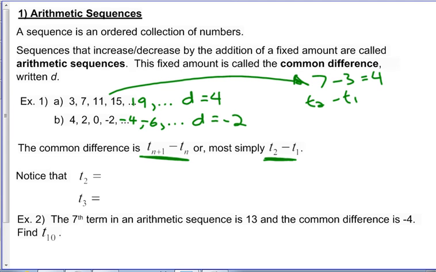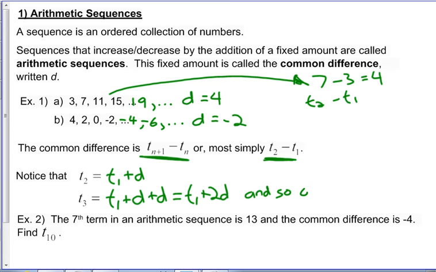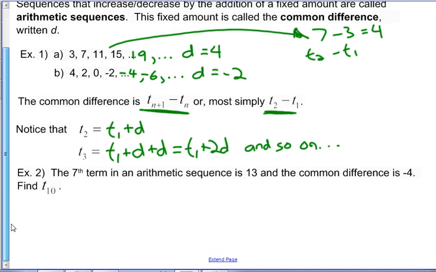Okay, some things to notice. T2 is just the first term plus one of these common differences. T3 would be the first term plus a common difference, which gets us to the second term, plus another one gets us to the third term. So this would be a way to express T3: T1 plus 2D. And that's going to hold true as a pattern throughout. Now we will end up with a formula for the nth term in any arithmetic sequence, but it's good to have this intuitive understanding as well.